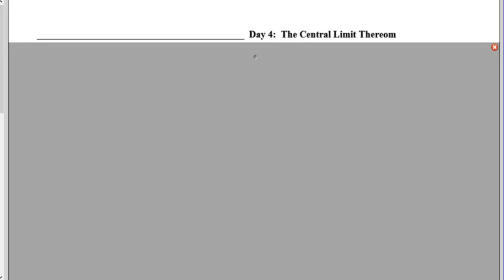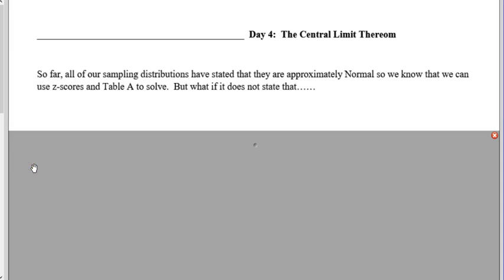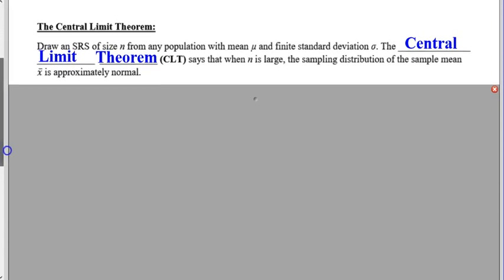Okay, so day 4, last part of 2A is the central limit theorem. So far, everything we've done, the problems have said that the random sample was approximately normal. And we use the z-scores in table A to solve it. But what happens if it doesn't say that? If it doesn't say it's approximately normal? Well, we have the central limit theorem for that.